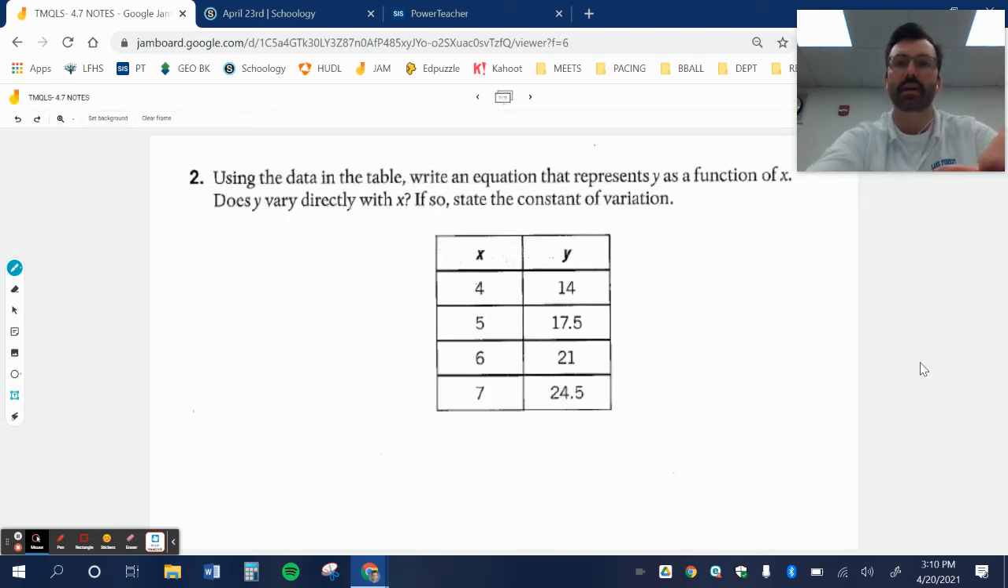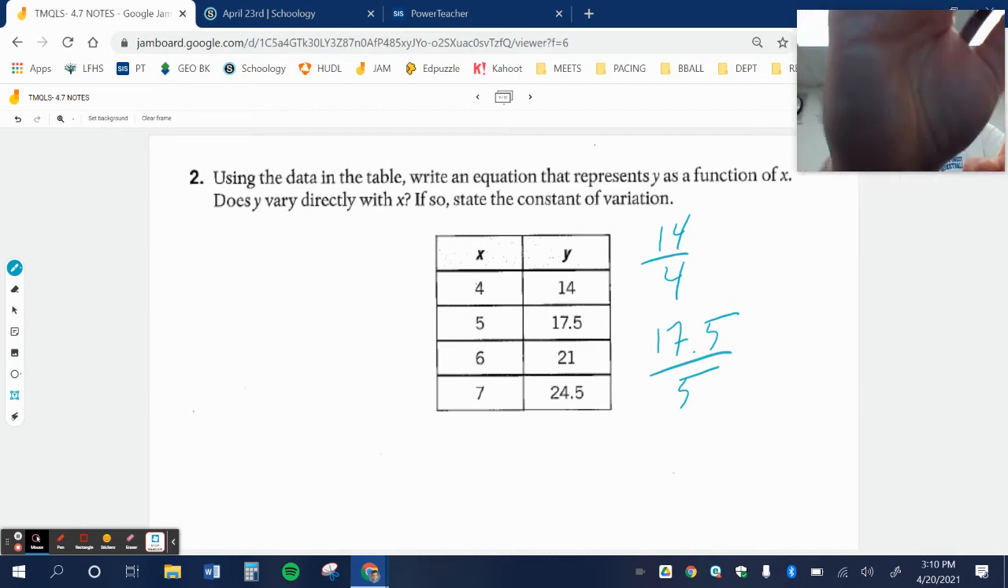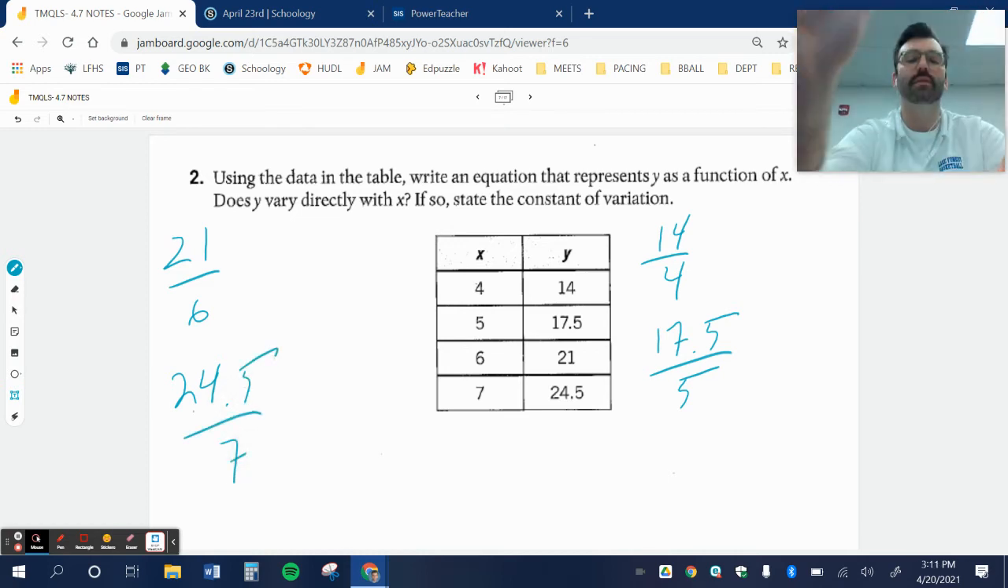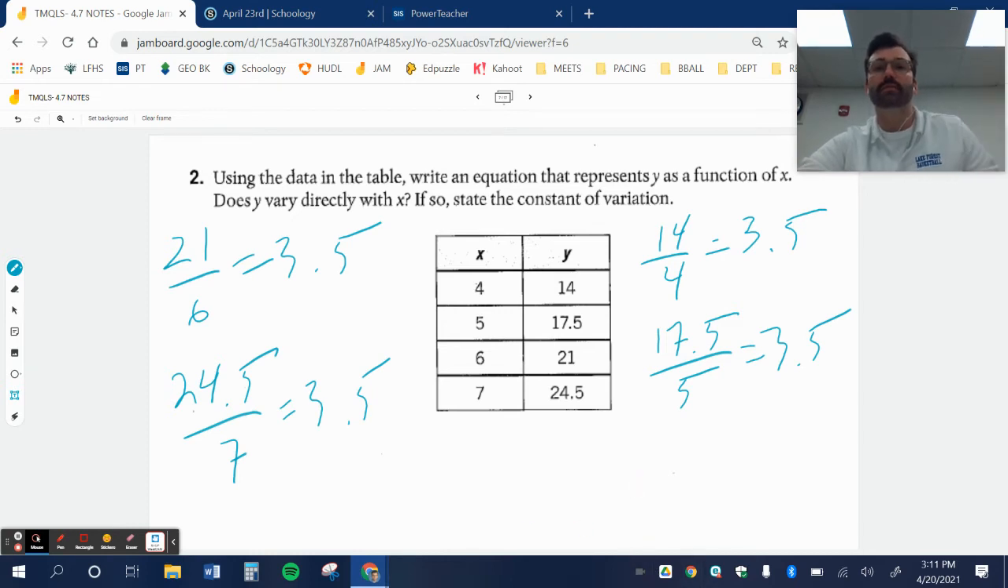I want you to divide 14 divided by 4, 17.5 divided by 5. All of your y values, divide them by your x values. I would like you to do that right now and figure out and see if. Hey, look, we get the same thing. It's 3.5 when you divide. I divide all my y values by my x values.